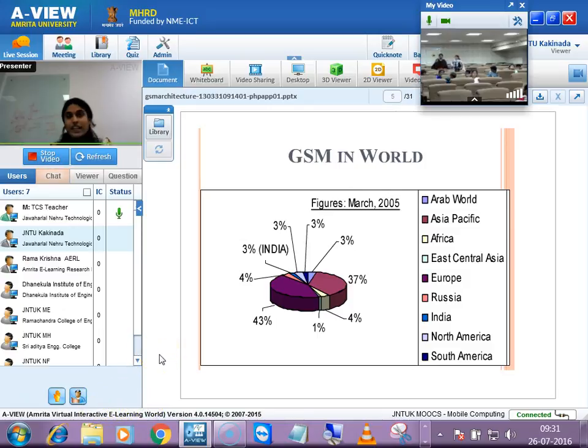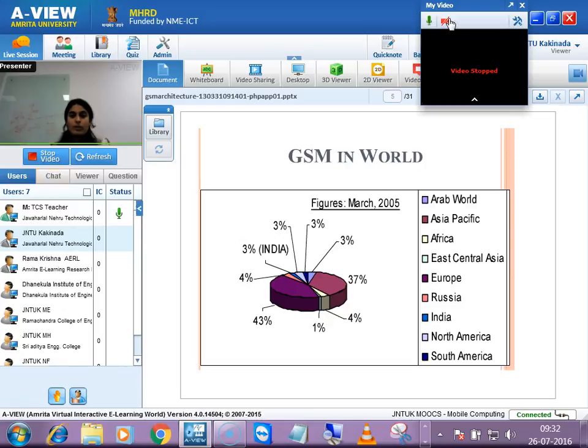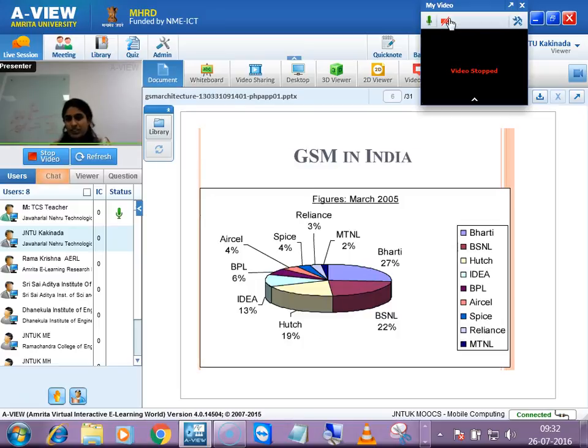GSM is 2G. In 2G also, later on, versions came into the picture. The 1G AMPS, 2G GSM, 2.5G GPRS came into the picture, and then in 3G we are having CDMA, UMTS. 3G is nothing but UMTS, 4G is nothing but LTE. So these are the percentages in 2005: how much percentage of the globe is using this GSM when compared with the world. And these are the percentages when taken in India.